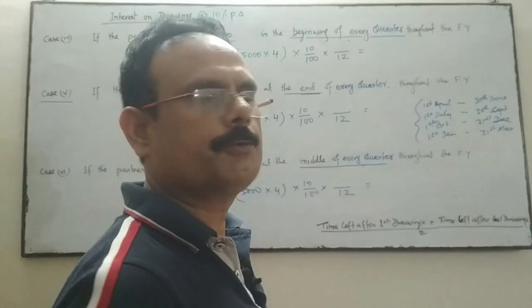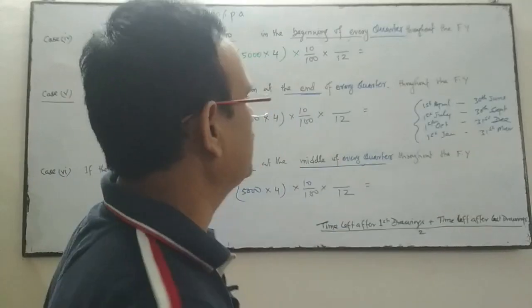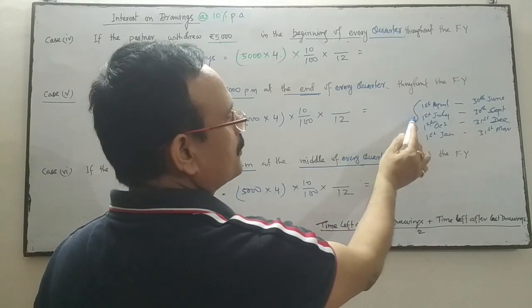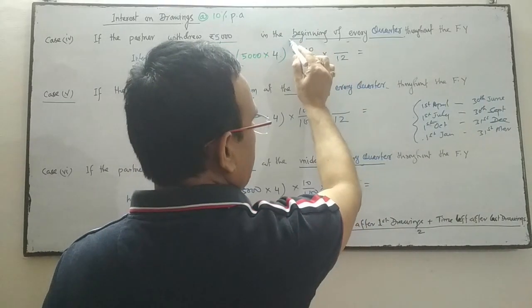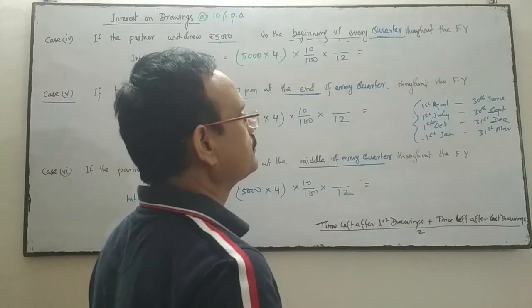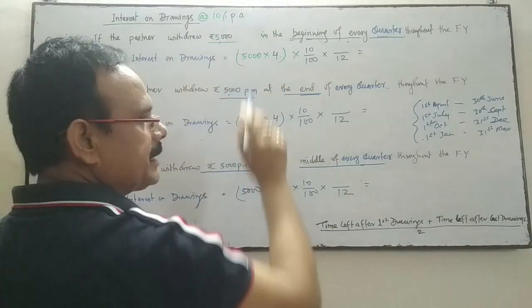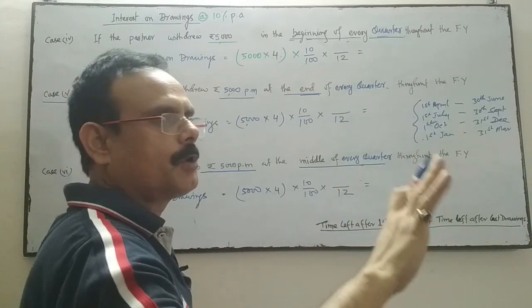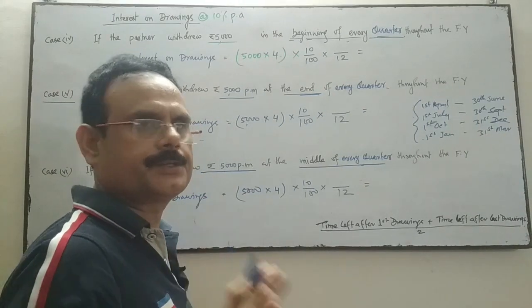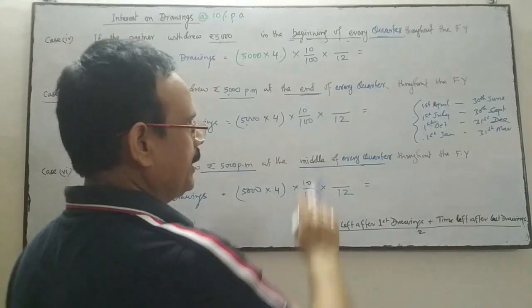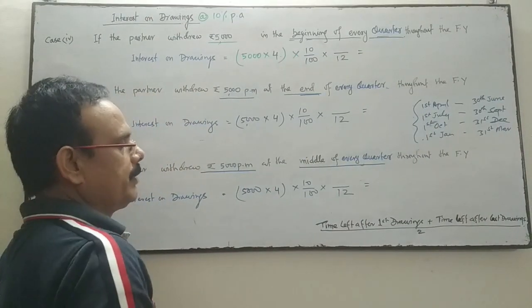So if the partner withdrew the amount on the 1st day of every quarter, means on 1st April, on 1st July, on 1st October and on 1st January, beginning of every quarter. So 5,000 rupees withdrawn in the beginning of every quarter, and there are 4 quarters in a financial year. So 5,000 into 4 is the total drawing in that financial year, into rate of interest into upon 12. We will calculate for how many months the interest will be calculated.